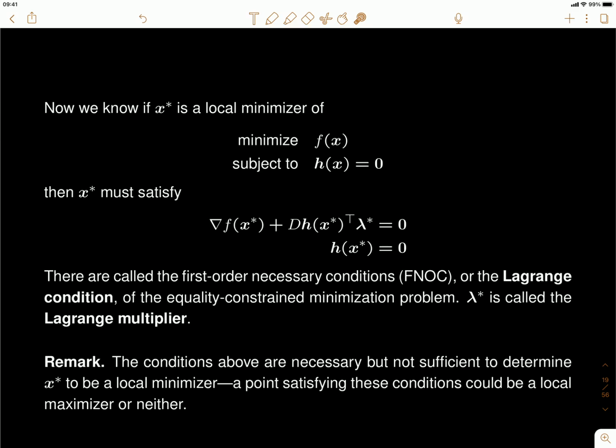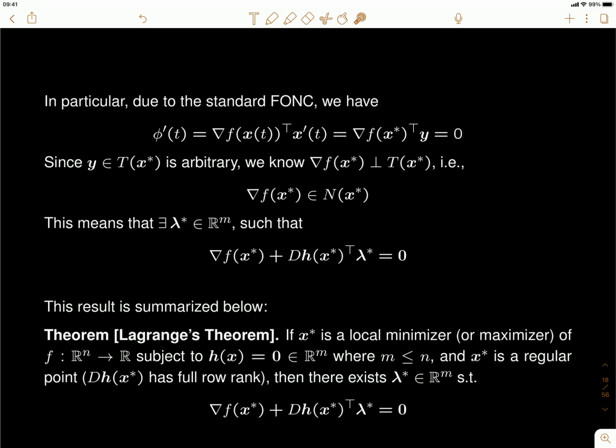To dig further into what we just obtained, let's say now we know that if x star is a local minimizer of this equality constraint problem, then the Lagrange theorem says that if this x star is a regular point, which you always assume, then this x star must satisfy this. On the one hand, this first one is exactly what the Lagrange theorem says. You must be able to find some lambda star so that this is equal to 0.